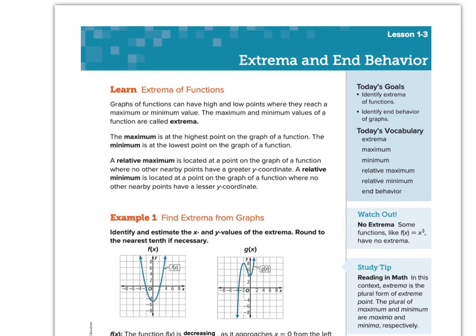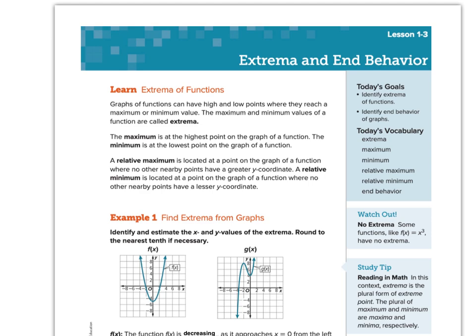As we continue with our functions and their characteristics and understanding their shapes and names, we're going to talk about the extrema and the end behavior. What we're going to talk about is identifying extrema of functions and identifying the end behavior, and these things we're going to carry forward throughout this course, and then being able to understand what these vocabulary words are.